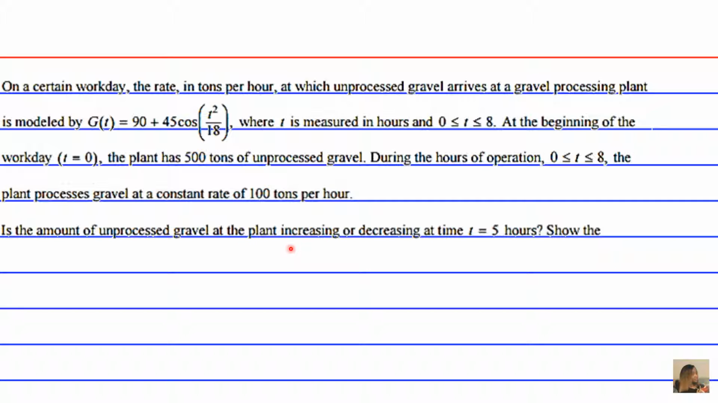All right, so the question we now have to figure out is: is the amount of unprocessed gravel at the plant increasing or decreasing at time t equals 5 hours? Show the work that leads to your answer.